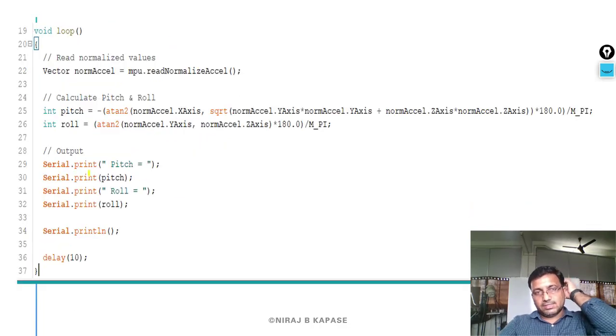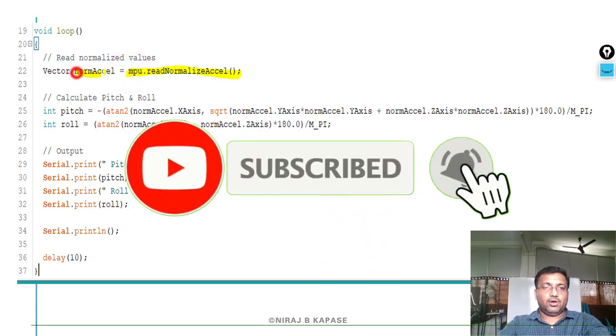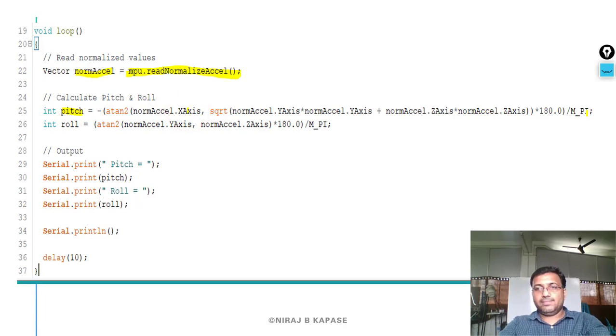Then the while loop, so this is the main program where we are going to read the values. There is a function known as MPU read normalized acceleration. This gives you the acceleration values, so we'll have a normalized acceleration. We are going to convert that into the pitch. Pitch is calculated as minus of atan2 of the normalized acceleration x-axis and the square root of this. Last time we saw this particular equation, and it is written over here. Also the roll is calculated using that equation. Then pitch and roll are printed.